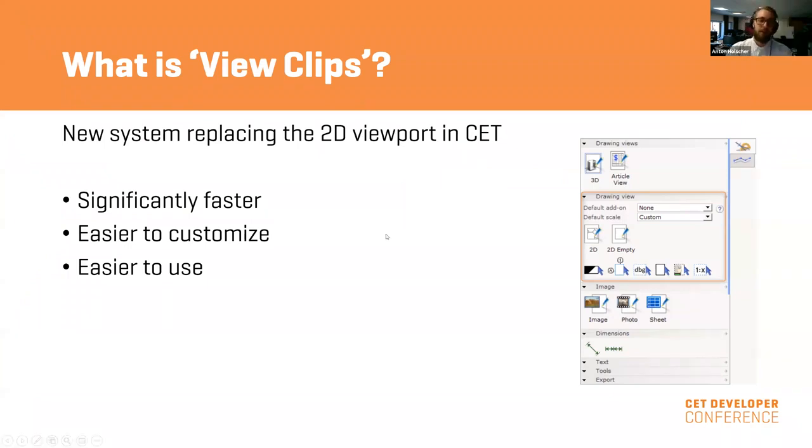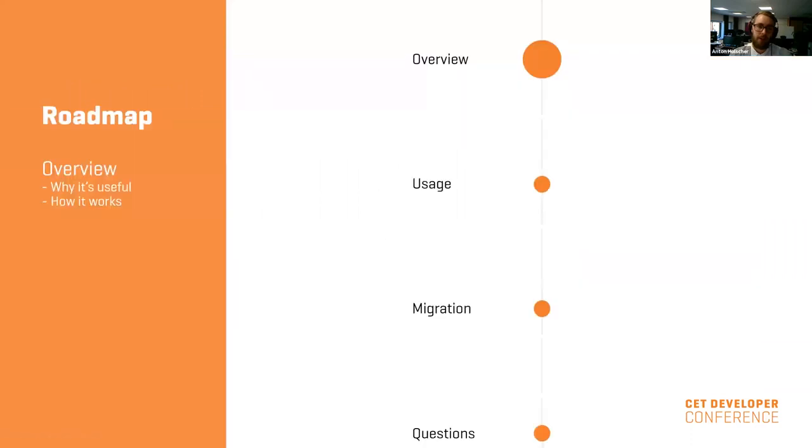So in this presentation, we're going to go through an overview of the system, why it's useful, how it works, how we're supposed to use the system, and how you as developers will migrate to the new system. Then I have a quick hands-on demo of how you create your custom companions. And then we also have some time for questions, probably. So the overview.